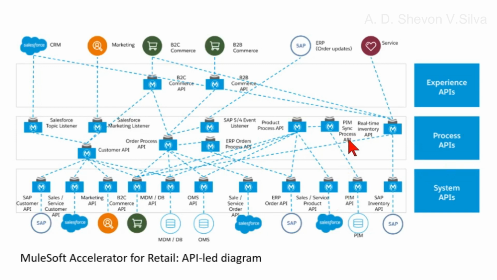Accelerator PIM sync process API. PIM sync process API loads products from the system of records to the PIM database. It also pulls products modified using last updated time and pushes the updated data to the queue for downstream systems. It supports the following functionality: loads all products from system of records to the PIM database, gets updated products from the PIM database, publishes the updated products to the queue.